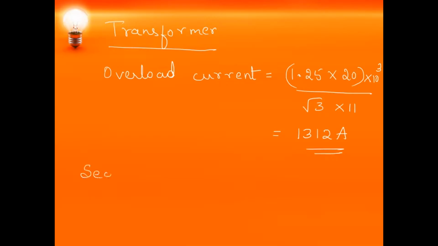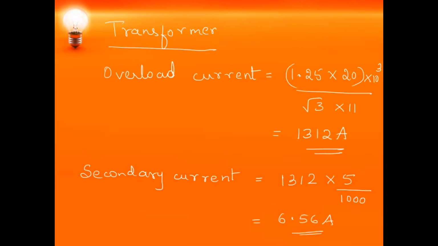So your secondary current is this 1312 amperes into the CT ratio of the transformer. So it is 5 by 1000, which is 6.56 amps. You can even do it the other way around, that is, the CT ratio is primary current by secondary current. So you can find the secondary current, and that into the overload will give you the overall secondary current, which is equal to 6.56 amperes.